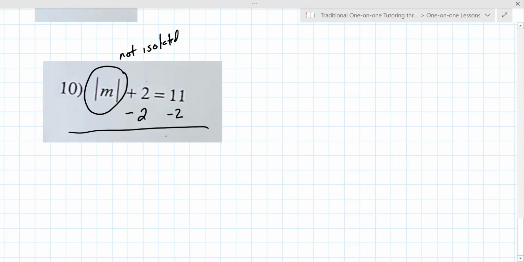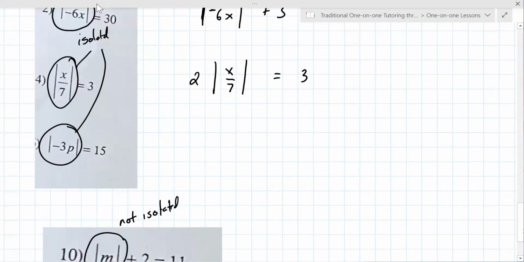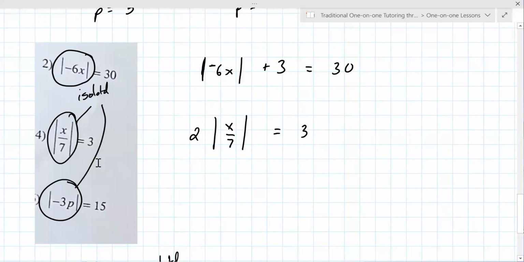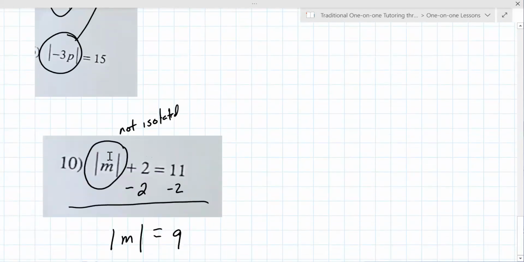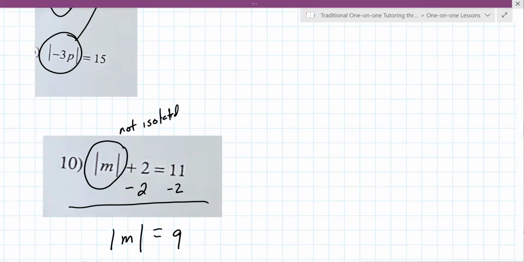So when you subtract 2 from both sides, do you see that the absolute value of m is the only thing that remains? Okay. Yeah. This is important. In the 3 problems that we did, the absolute value is already isolated. But in this problem, it's not isolated. It's got a plus 2. So we have to undo it. We have to get rid of the plus 2. Okay.